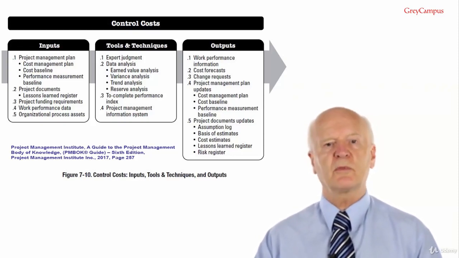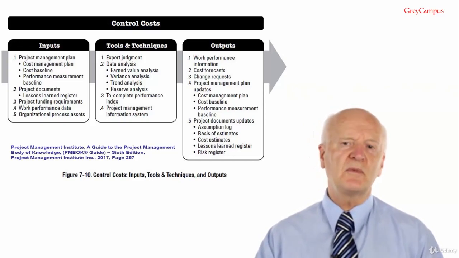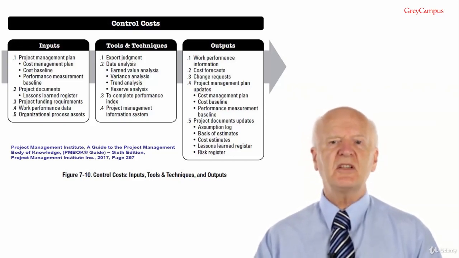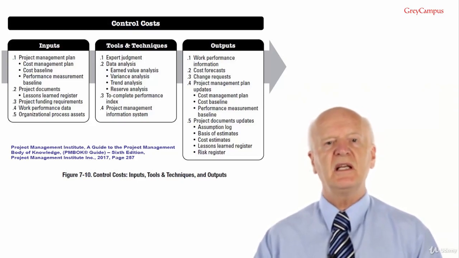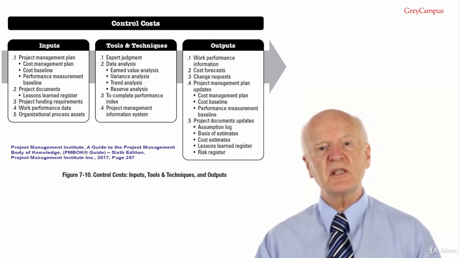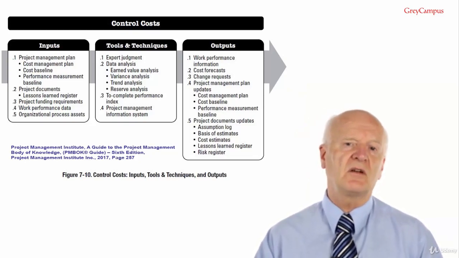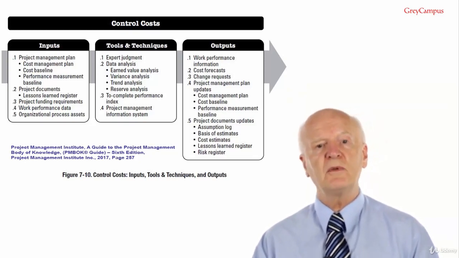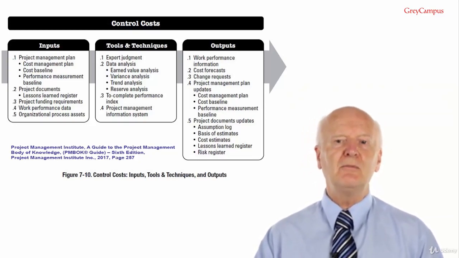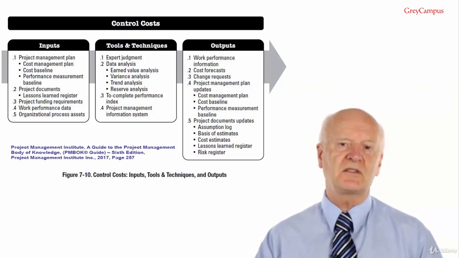Input number 4, work performance data. The work performance data contains information on project status, such as what costs have been authorised, incurred, invoiced and paid. Number 5 is the organisational process assets, which in this case are the existing formal and informal cost control related policies, procedures and guidelines, cost control tools and monitoring and reporting methods to be used.